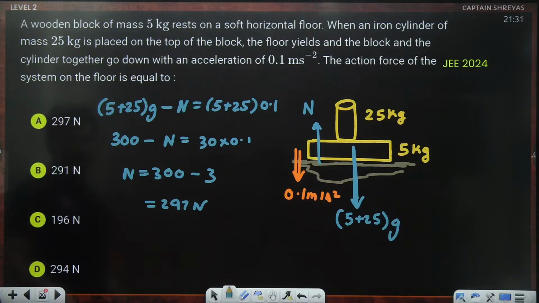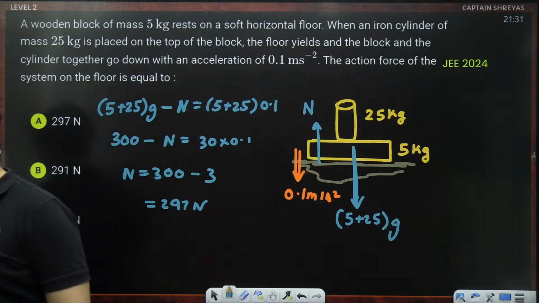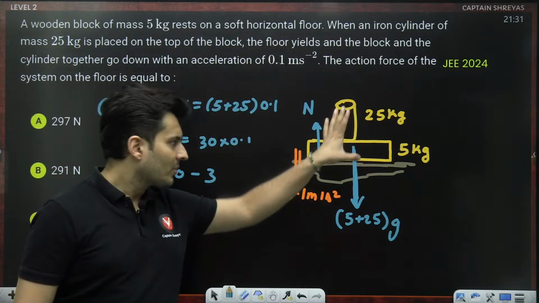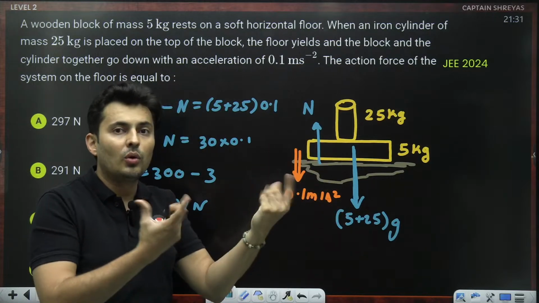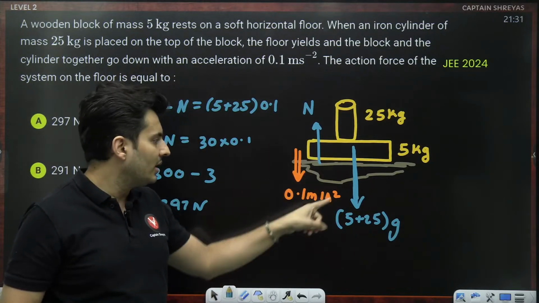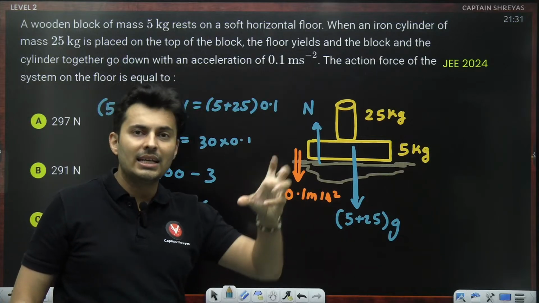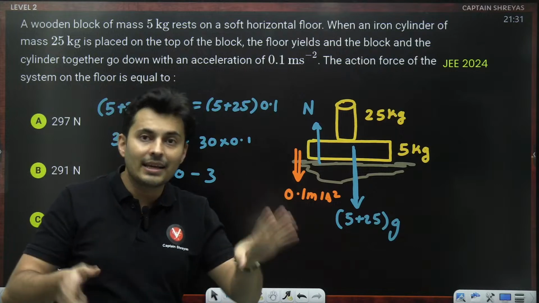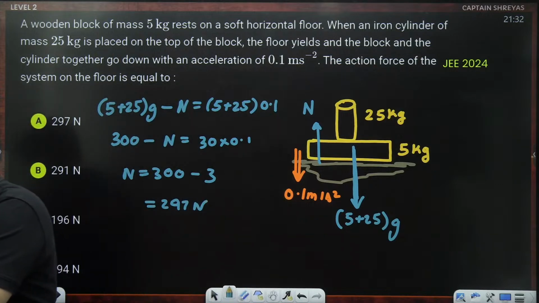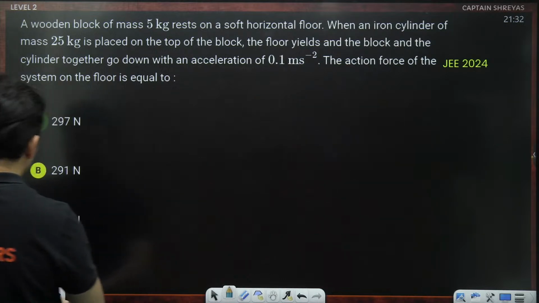297 is option number A, which is right over here. Is that understood? So this was the diagram. This is what is happening. It is going down. So the floor is not able to hold it. So the normal force is not exactly the weight. It is slightly less, because of which it is slowly going down. It is sinking in it. That's the question. Is that clear? Awesome. Moving on to the next one coming up on your screen.